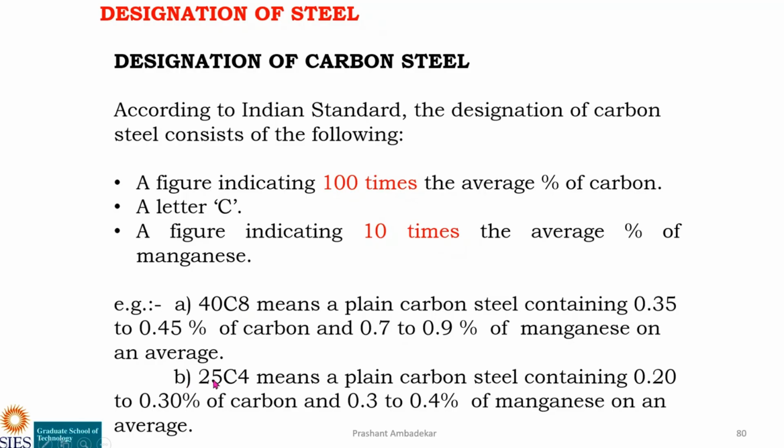Similarly, you can see second example 25C4. So when I say 25C4, it is a plain carbon steel and it contains 0.25% of carbon on an average and it contains 0.4% of manganese on an average.